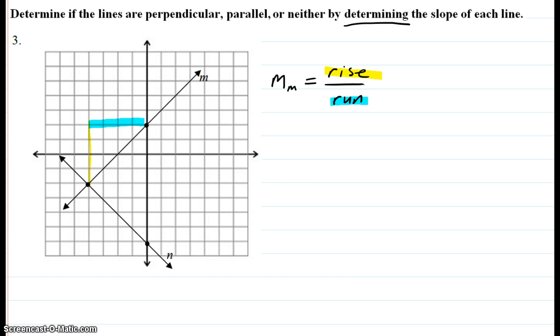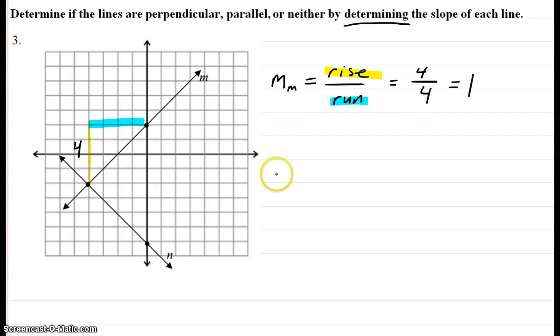So rise is going up and down. Run is going left and right. So we went up 1, 2, 3, 4. So we had up 4. And then we had to go over 1, 2, 3, 4. So 4 over 4 reduces to 1. So the slope of line M is 1.